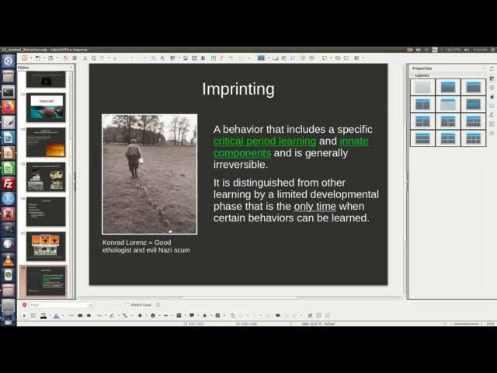Imprinting is a behavior that has a critical learning period. Okay. It's got innate components and tends to be irreversible. So once these goslings imprinted on this horrible Nazi, they're stuck for life. All right, they're going to follow him around like he's their mother. Okay, turns out they actually imprinted on his boots, and anyone could have worn those boots and walked around in them, and they'd follow those boots. All right, you've got a small period of time when you can do your imprinting learning. All right, and that's the only time when these behaviors can be learned.